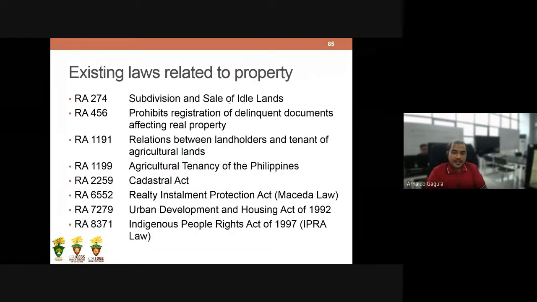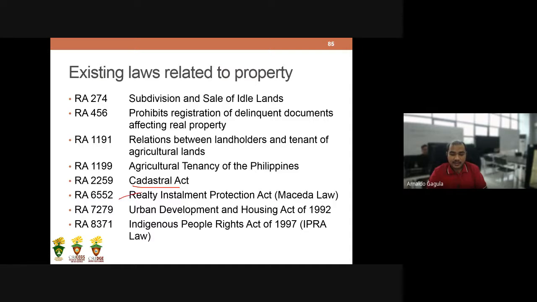RA-274, subdivision sale of the idle lands. RA-456, previous registration of delinquent documents affecting real property. And RA-1191, relations between the landholders and tenants of the agricultural lands. RA-1199, agricultural tenancy of the Philippines. RA-2259, cadastral act. And RA-6552, realty installment protection act or Maceda law.